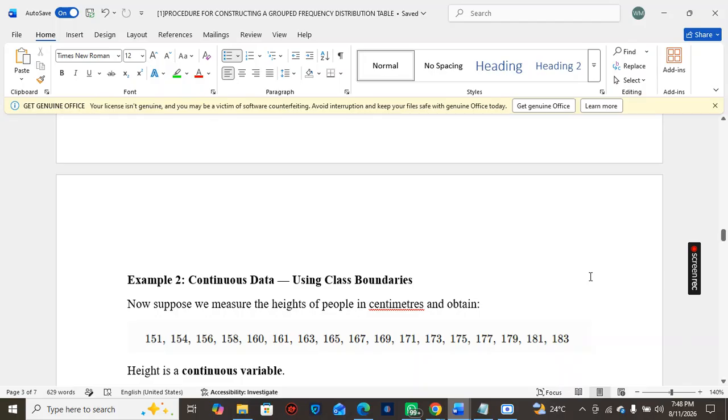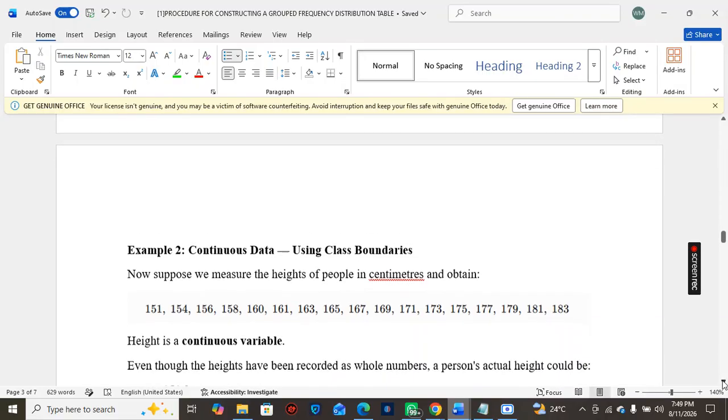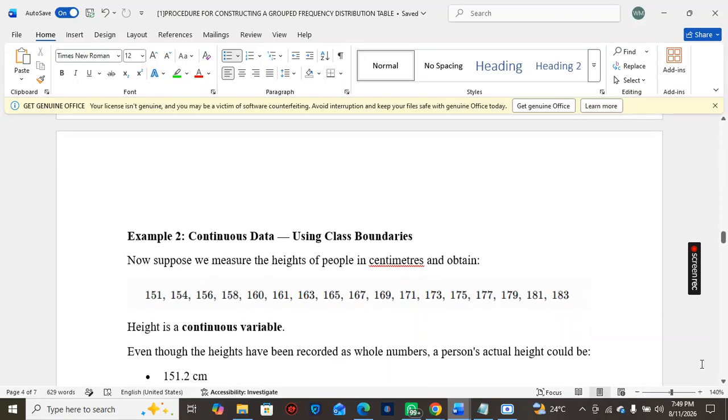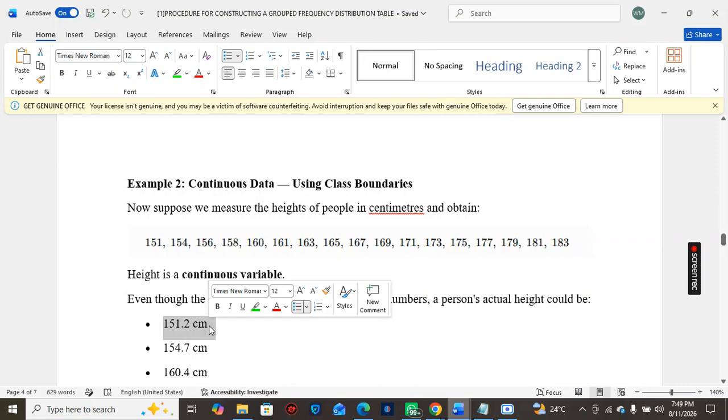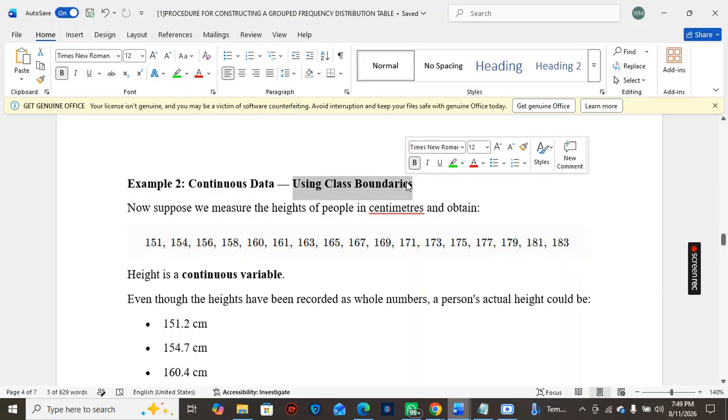Okay, now let's say the data is heights of people. So colleagues, remember heights of people can also have, what do we call this? Decimals. Someone's height might be 151.2, 154.7, 160.4. So this is where we're going to include class boundaries.